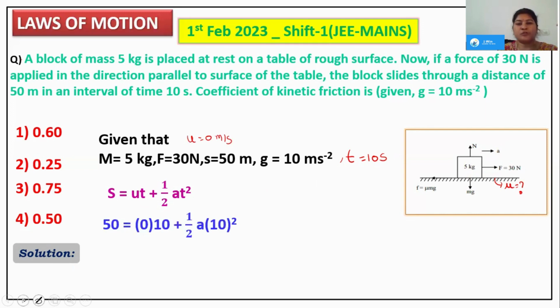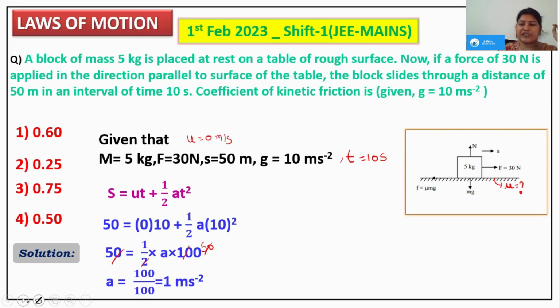Then we substitute the values. 50 meters is equal to u, which is 0, into time 10 seconds, plus half a into t square, 10 square. So 50 equal to 0 into 10, which is 0, plus half a into 10 square, which is 100. Half of 100 is 50, and the 50 cancels. We find the value of a is 1 meter per second square.